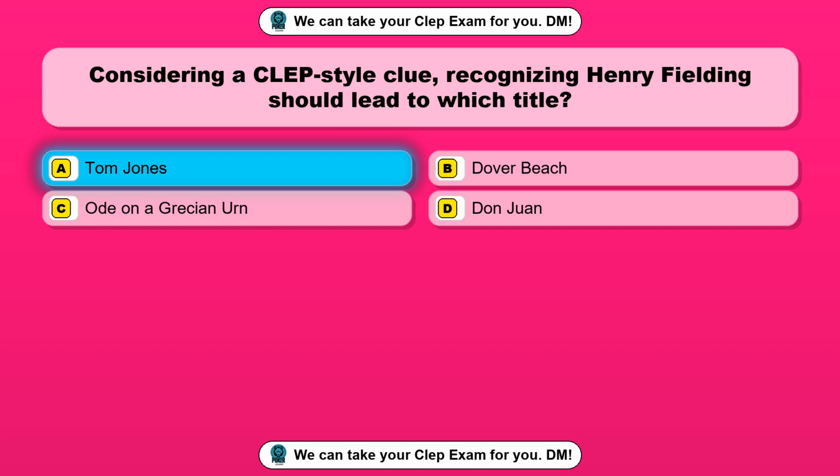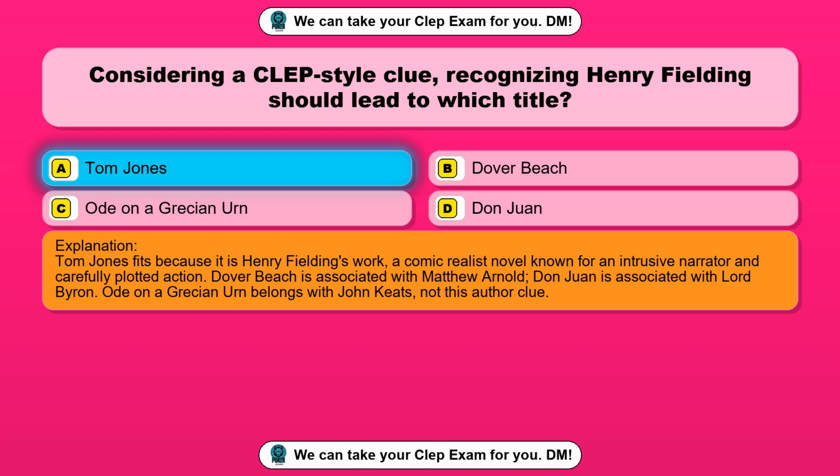Tom Jones fits because it is Henry Fielding's work, a comic realist novel known for an intrusive narrator and carefully plotted action. Dover Beach is associated with Matthew Arnold. Don Juan is associated with Lord Byron. Ode on a Grecian Urn belongs with John Keats, not this author clue.